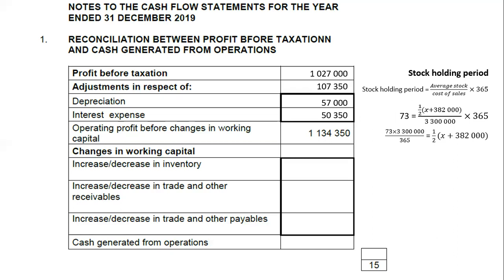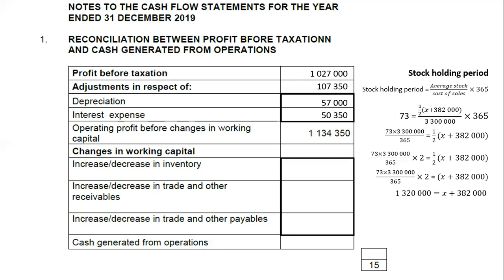Then I'm going to multiply both sides by 2. When I multiply both sides by 2, on the left-hand side, I'll be left with x plus 382,000. On the right-hand side, I will simply have the whole fraction multiplied by 2, which will give me 1,320,000. And you just have to solve for x here. To solve for x, you will simply transpose that 382,000 to the left-hand side. It will give you 1,320,000 minus 382,000, which simply gives you x as 938,000.